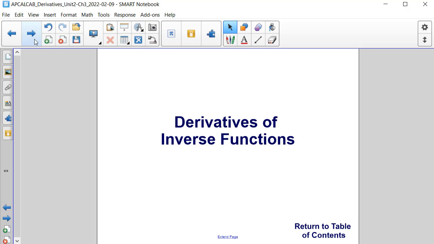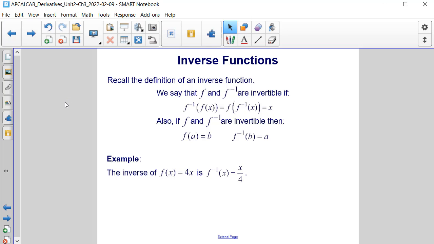Derivatives of inverse functions. Recall the definition of an inverse function. We say that f and f inverse are invertible if the f inverse of f of x is equal to f of f inverse of x, which is equal to x.